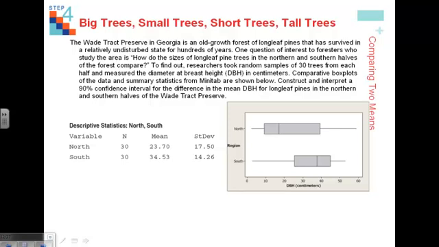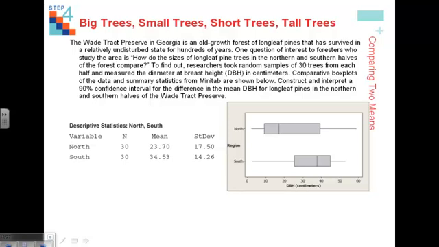To find out, the researchers took a random sample of 30 trees from each half of this area and then measured the diameter at breast height in centimeters. So I guess they go up to the tree right at this height and then measure around. I guess that's what that means. Comparative box plots of the data and the summary statistics for Minitab are shown. Construct and interpret the 90% confidence interval for the difference between the heights. Okay. Now, just looking at the box plots, can you give me a one-sentence summary?